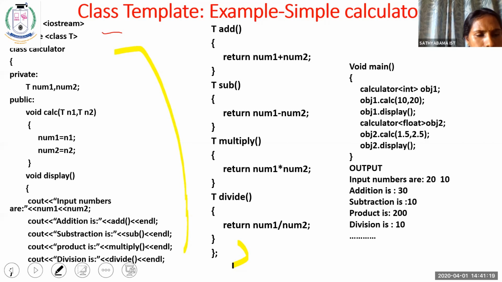The num1 and num2 are not decided at the beginning, right? So if you are using the integer data type, T will act as an integer. If you are passing float as the data type, then T will act as a float.